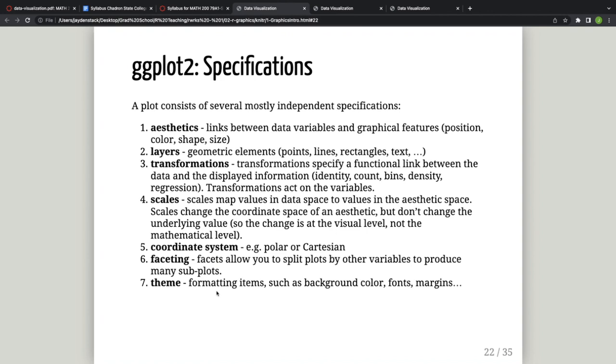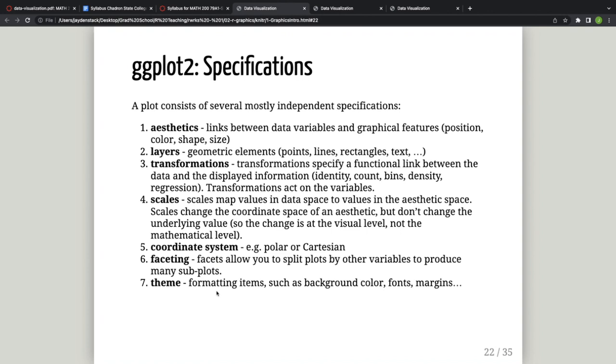Okay. So aesthetics. Those are the links between data variables and graphical features. Okay. That's going to be your positions, your colors, your shapes, and your sizes. Okay. Layers. That's going to be geometric elements, your points, the lines you create on your graphs, the rectangles, your text. Okay. Transformations. Transformations specify a functional link between the data and the displayed information. Okay, that's going to be your identity, your count, your bins, your density, your regression. Okay, transformations act on the variables themselves to change the layout of the graph that you're trying to build.